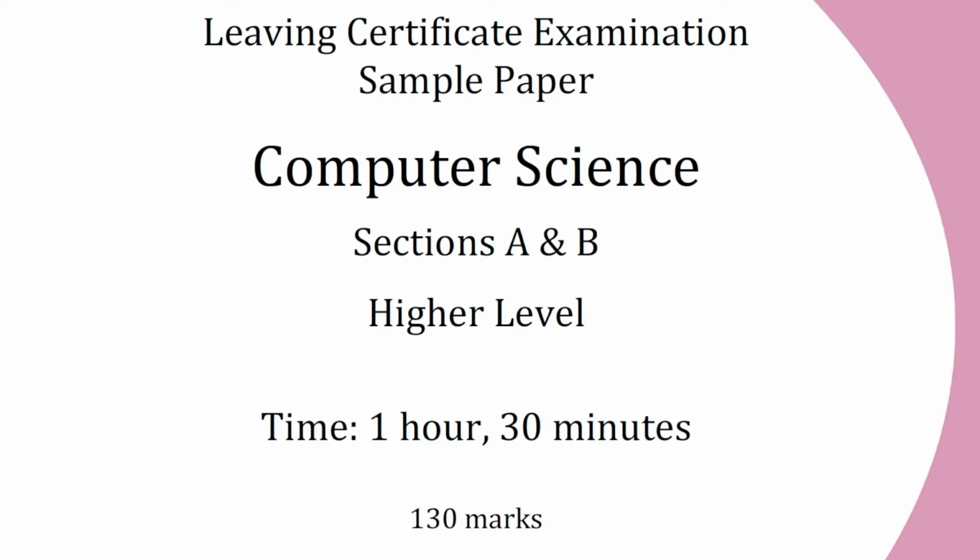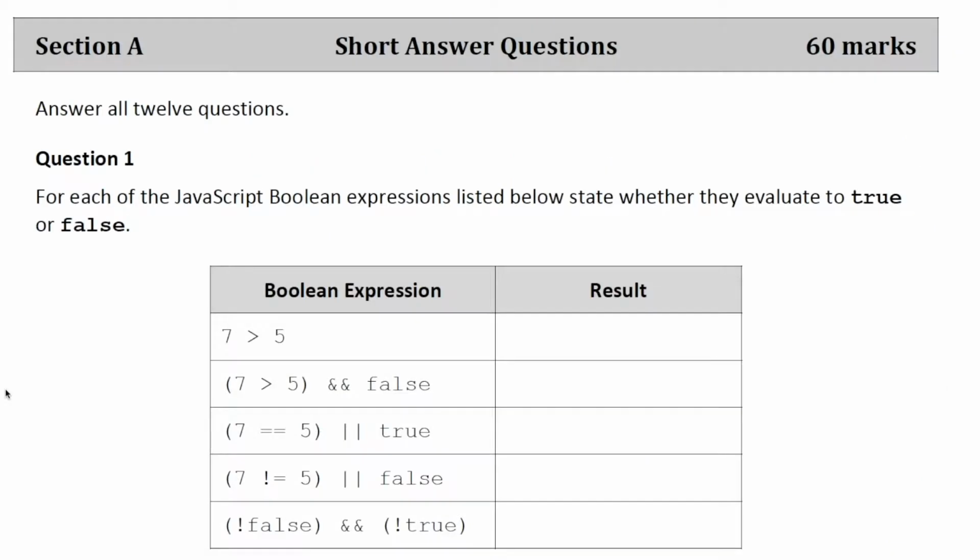Hello everyone, in this video we're going to be going through the first question in the Leaving Cert Computer Science sample paper. So if we scroll down to section A, question 1, we can see the question asks us, for each of the JavaScript Boolean expressions listed below, state whether they evaluate to true or false. So they're looking for a result, and the result is going to be either true or false.